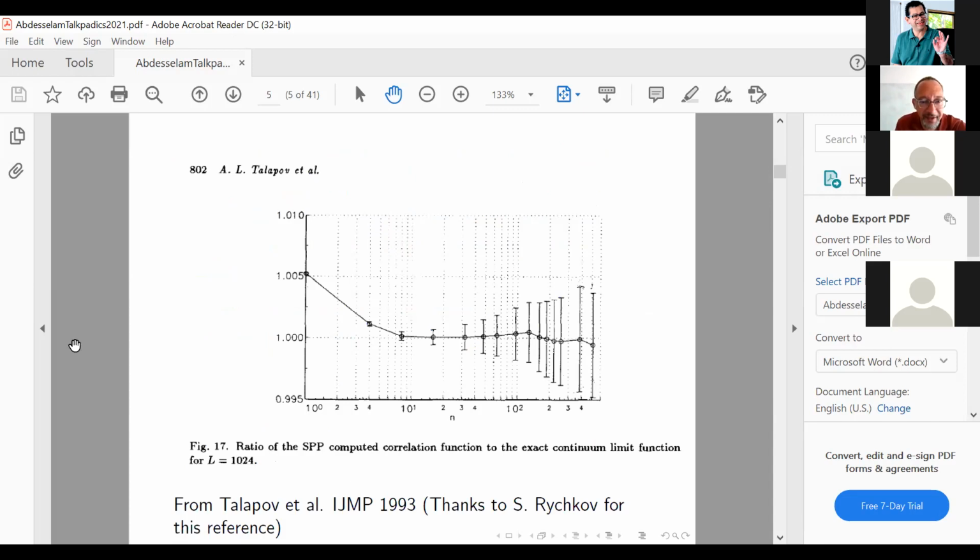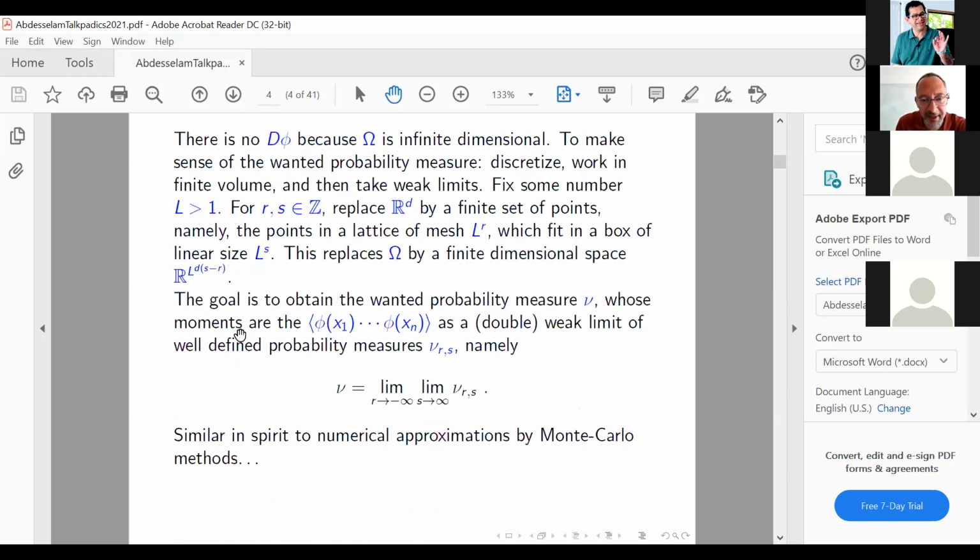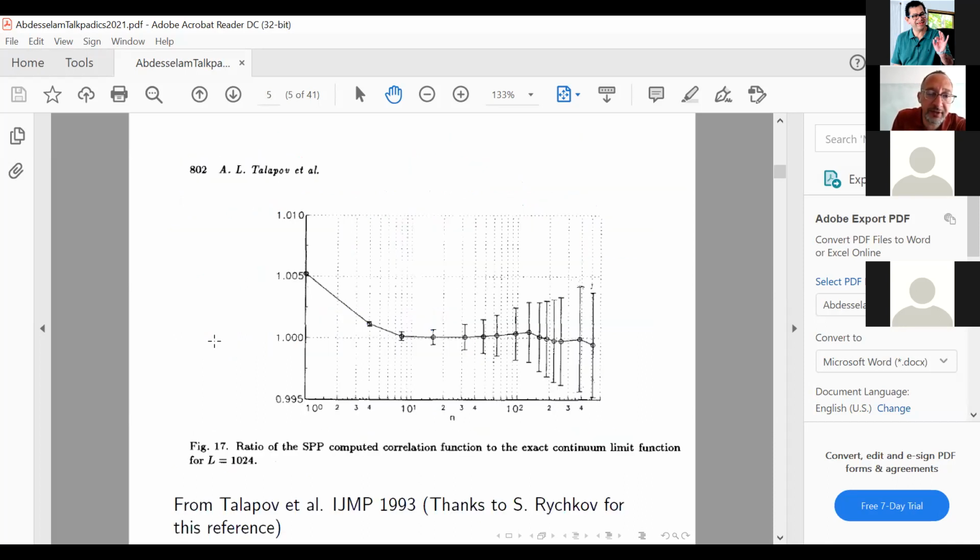So here is an example that I took from this paper by Talapov and co-workers from a team from the Landau Institute from 1993. So they were looking at a conformal field theory. In that case, this is for the 2-point function. So it's the case where there are only 2 points, and little n is equal to 2. For a conformal field theory, the 2-point function is given by 1 over a certain power of the distance between the 2 points. It has a very simple form. And so in this model, they actually know the value of this correlation, but it's by exact computations.